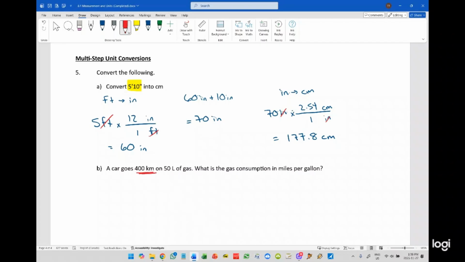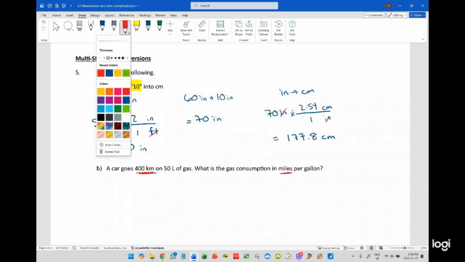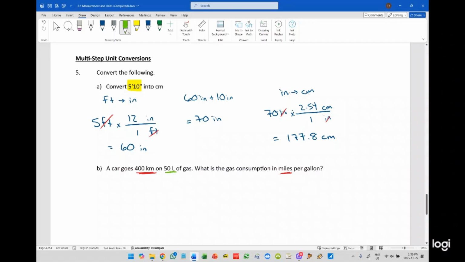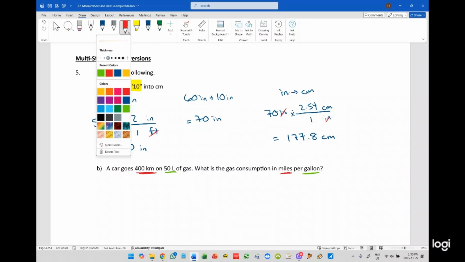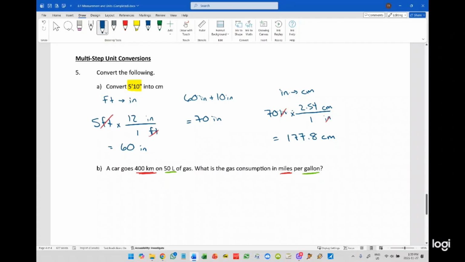So here's the issue, we have basically two things. We have 400 kilometers that we're trying to convert into miles, but we also have 50 liters that we're trying to convert into gallons. And so what we're going to do with a question like this, with compound units, which essentially means a unit, miles per gallon, made up of two separate units, is treat it as two separate problems. We're going to convert 400 kilometers into miles and 50 liters into gallons.